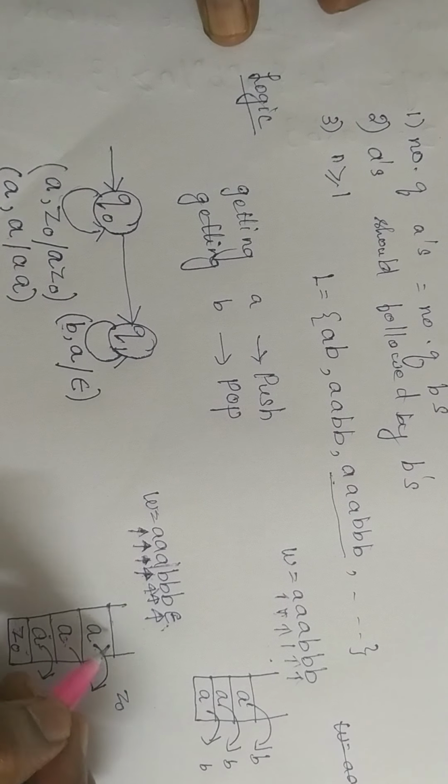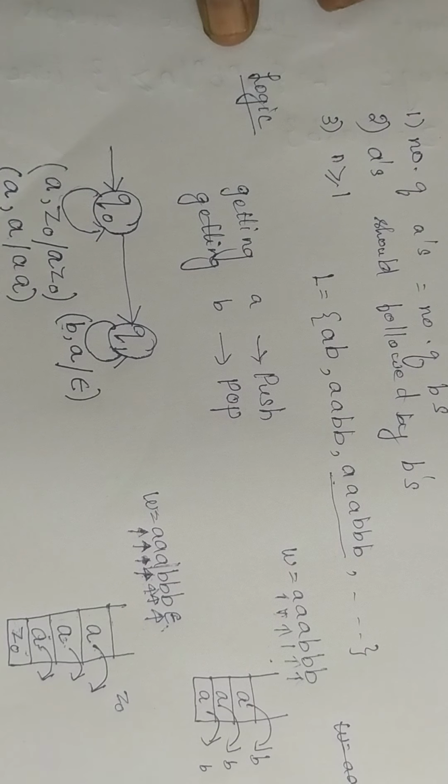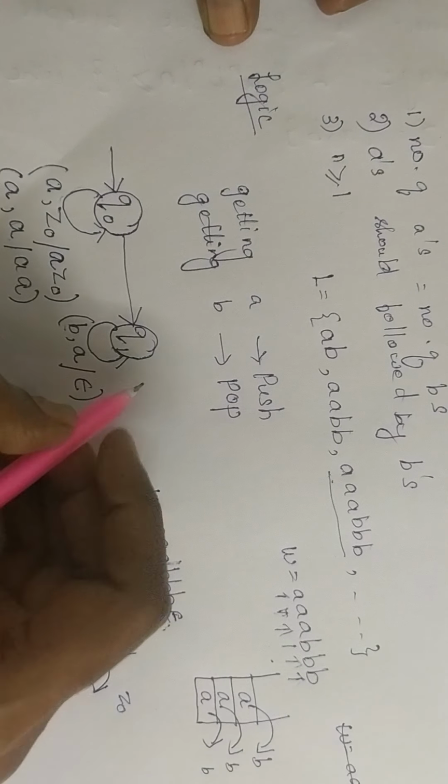Okay, so we know that in PDA there are 2 types of acceptance of a string. That is either it will reach the final state, or we can empty the stack also. So in the 2 types we can accept a string.